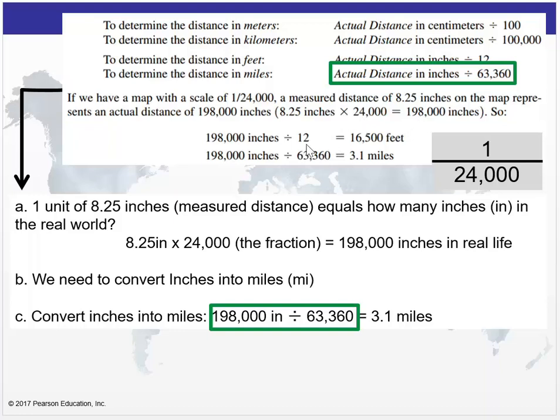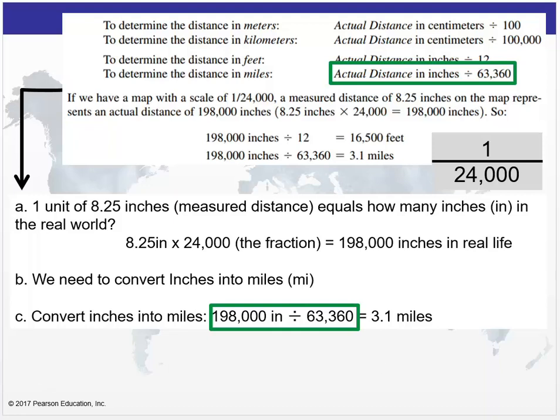So thankfully, again, the lab manual has provided us with a way to convert that. So we're going to go ahead and plug that in. 198,000 inches divided by 12, that would tell us the amount of feet. It's going to be 16,500 feet. Or you can divide that number in order to figure out the miles, and that's going to leave us with 3.1 miles.